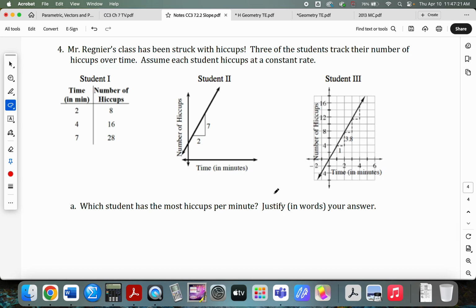So I'm going to give you a couple of minutes to do number 4 on your own. Go ahead and read that and figure it out. And then justify your answer. So when you justify your answer, that's write a sentence or 2. They need to be sentences, not caveman speak.